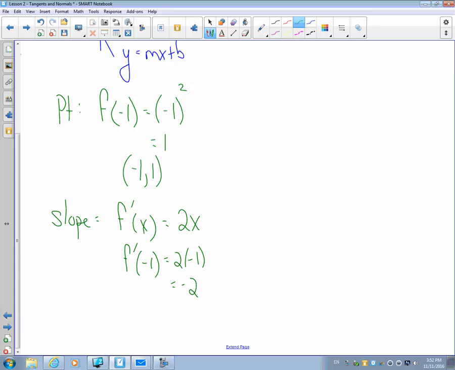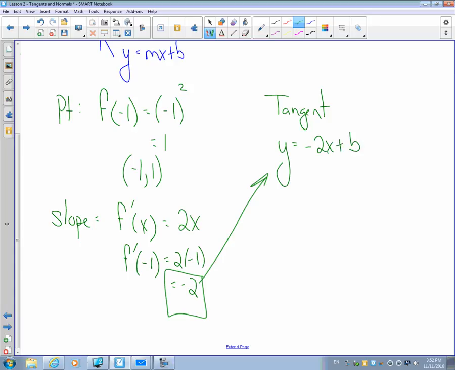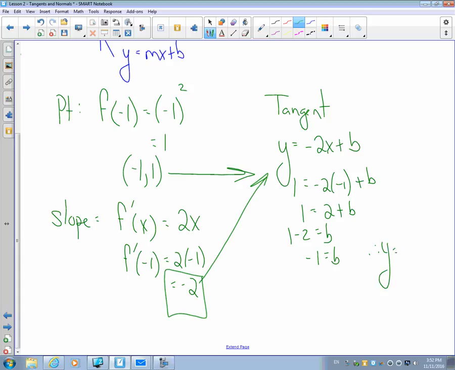So now I can start building my equation. My equation is y equals mx plus b, and we'll talk about the tangent one first. So my tangent, y equals m, my slope. My slope is right here, so I can fill that in. To get b, we need to know a point. Hey, I know a point right here. y is 1, x is -1. Let's solve for b. Get rid of our brackets, rearrange, and b is -1. So the equation of that tangent is y equals -2x minus 1.